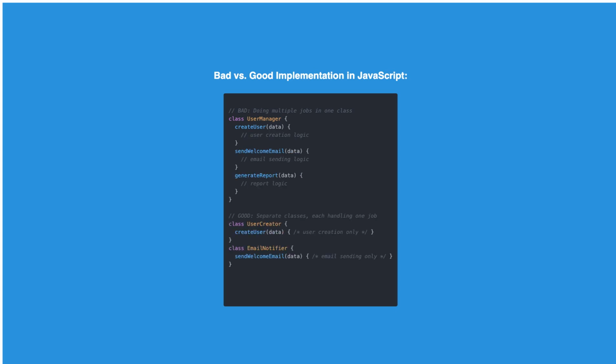In the bad example, one class juggles user creation, emails, and reporting. Any tweak in the email process might break user creation logic or mess up reporting. By splitting them up, each class remains easier to maintain and less prone to unexpected side effects. That's the power of single responsibility.